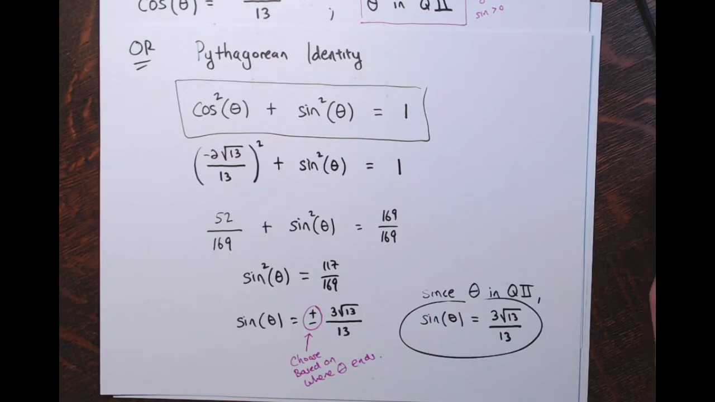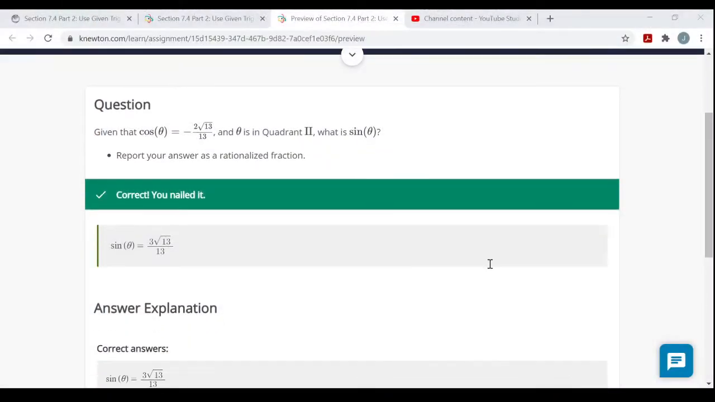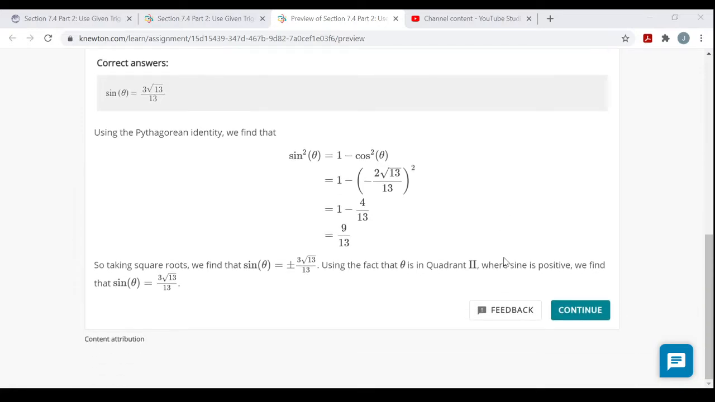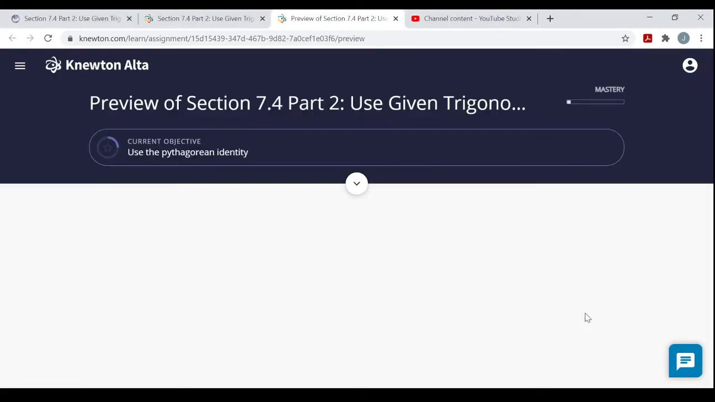Okay, so that was an alternate way of doing the same problem. And they do that here. All right. So next.